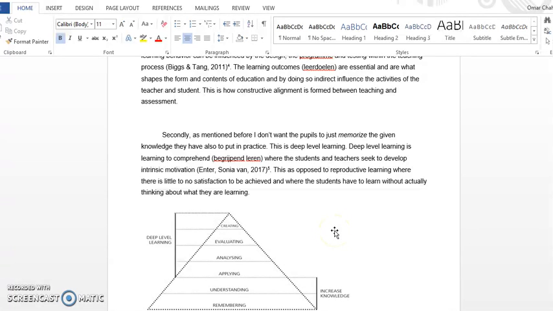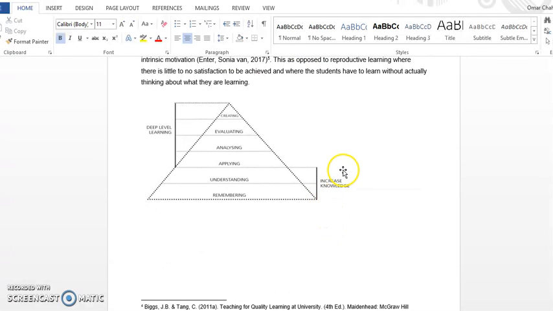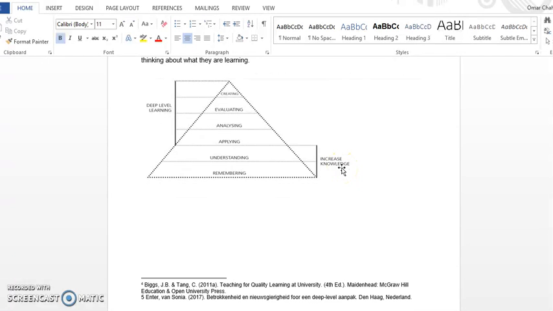Furthermore, as mentioned before, the PPP model pushes memorization instead of actually learning, which I didn't want. I didn't want them to just memorize, but to learn how to apply and when to apply the present continuous. And this is deep level learning. Deep level learning is to comprehend, begrijpend leren, where the students and teachers seek to develop intrinsic motivation. I don't want them just to reproduce learning where there's little to no satisfaction at all.